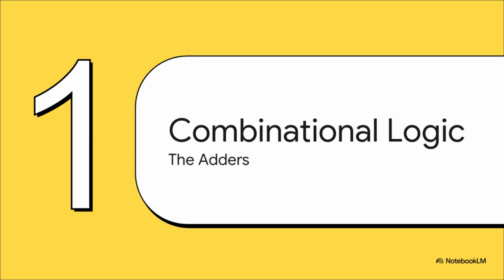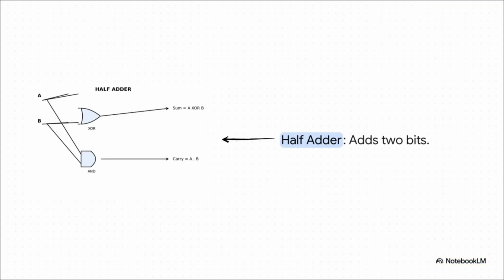Combinational logic, the adders. Think of combinational circuits as living entirely in the present moment. They just do math based on the inputs you're giving them right now, with zero memory of the past. The most fundamental math, of course, is addition. That brings us to our very first building block, the half adder. It's actually elegantly simple. It just uses an XOR gate to calculate the sum of 2 single bits and an AND gate to figure out if there's a carryover. It does exactly what it says on the tin.